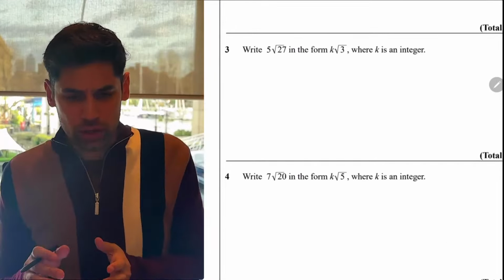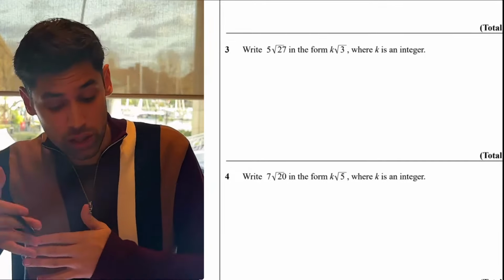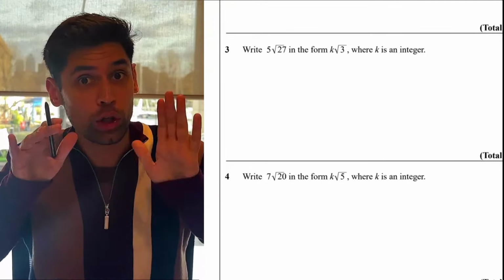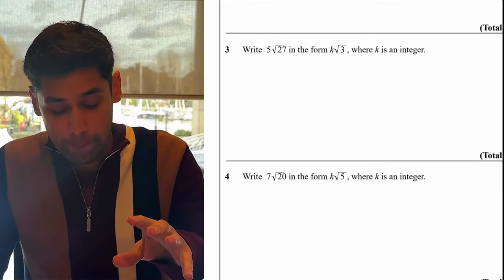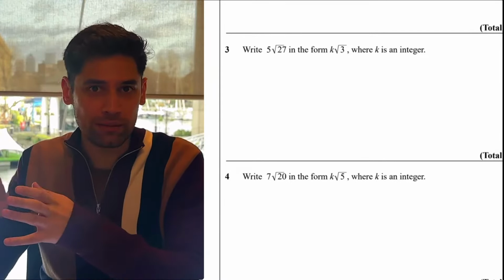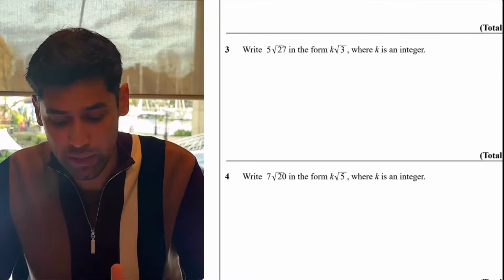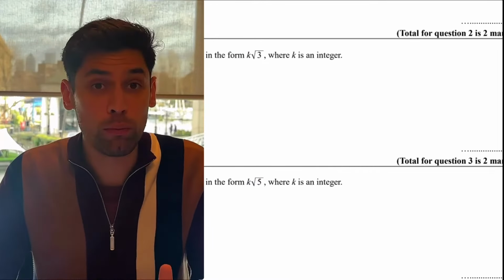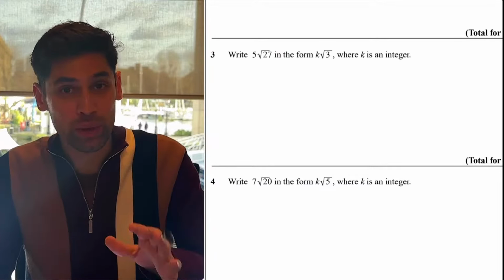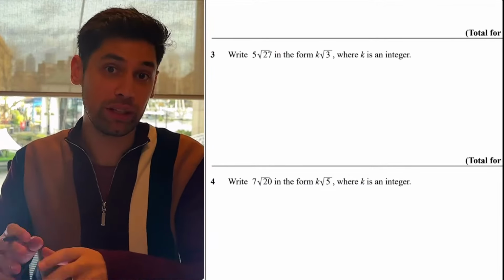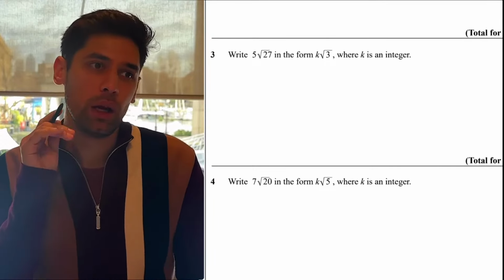Now, this next question, we have an integer in front of the surd. Don't let what you don't know stop you from doing what you do know. We have a new element here, but we do know how to do the root 27. So we're just going to focus our attention on doing the root 27 first, because this question is 2 marks, and 1 mark will be for dealing with the 5, I'm sure, but we can still get 1 mark by just dealing with root 27. And this is a really important exam technique as well.